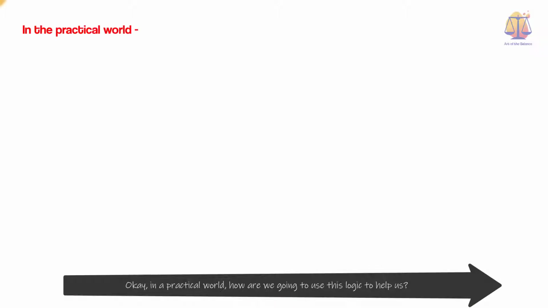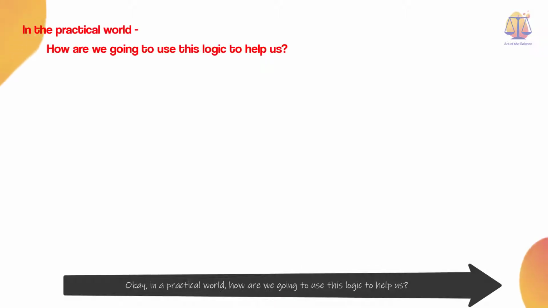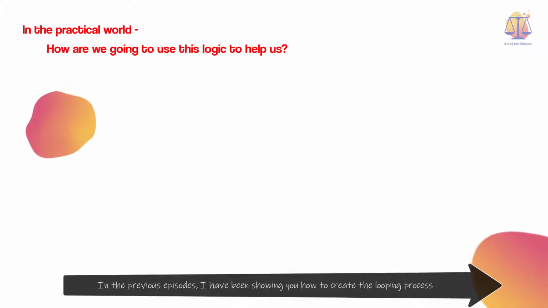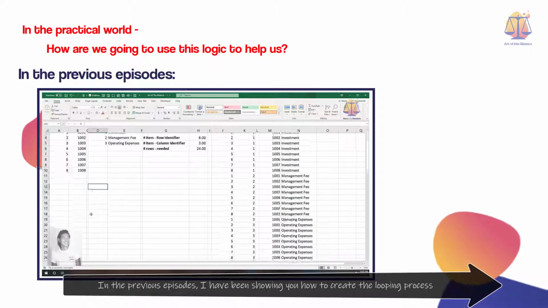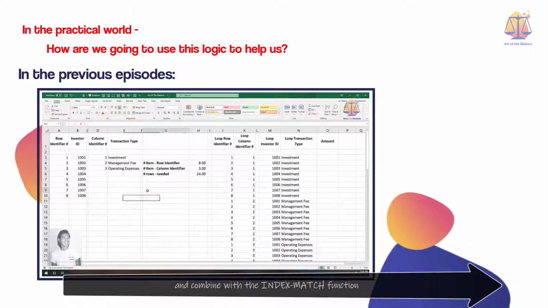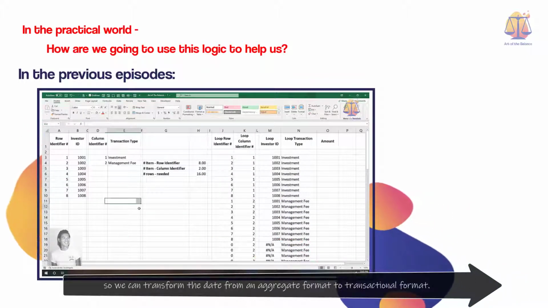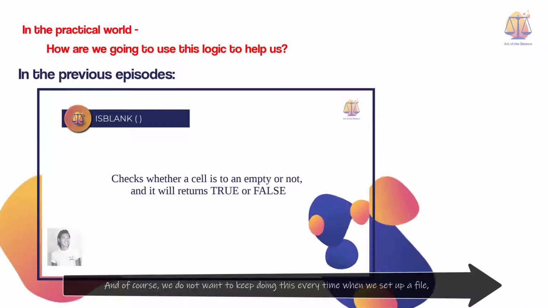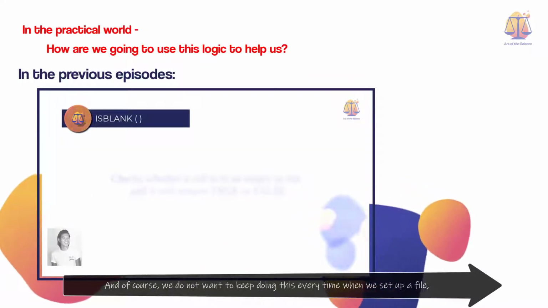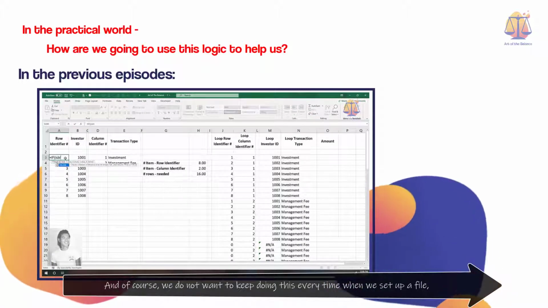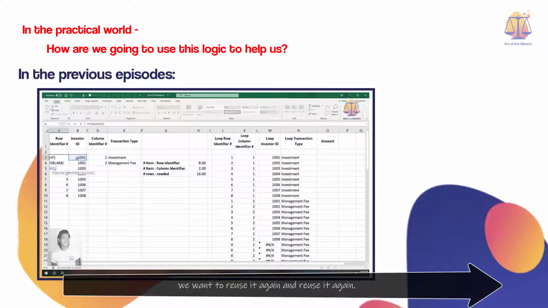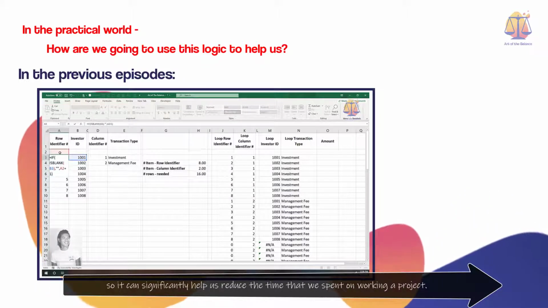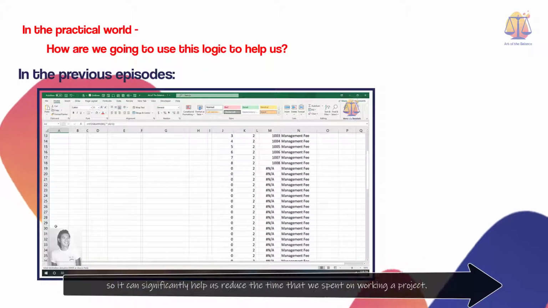Okay, in the practical world, how are we going to use this logic to help us? Now, in the previous chapter, I showed you how to create a looping process and combine it with the index match function so we can transform the data from an aggregate format to a transactional format. And of course, we do not want to keep doing this every time we set up a file. We want to reuse it again and again, so it can significantly help us reduce the time that we spend on a project.